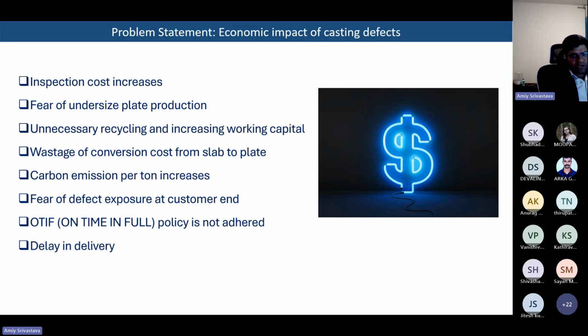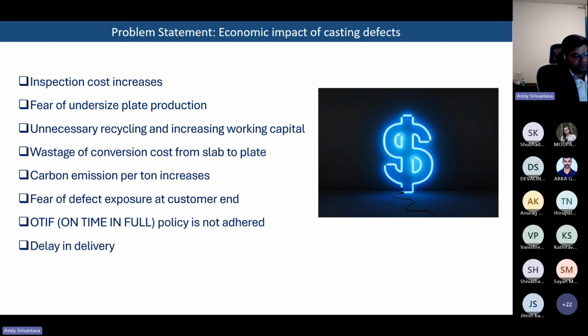Then wastage of conversion cost. We have already produced some material and invested some money to produce it; it is called conversion cost. Suppose some steel is coming from continuous casting and then going to the rolling mill. We have invested around maybe 5,000 rupees or 10,000 rupees to convert that from liquid steel into solid steel and roll it. Then we identify this product is waste, defective. Whatever conversion cost we have put there is wasted. That is also a huge loss to the company. Carbon emission per ton will increase. We have already talked about it, because we are producing more defective, waste material.